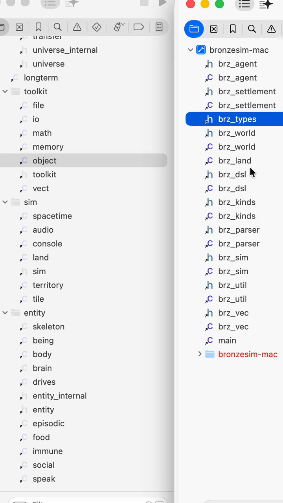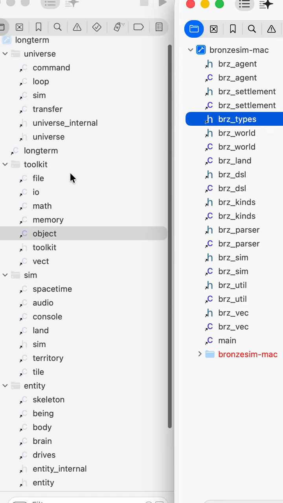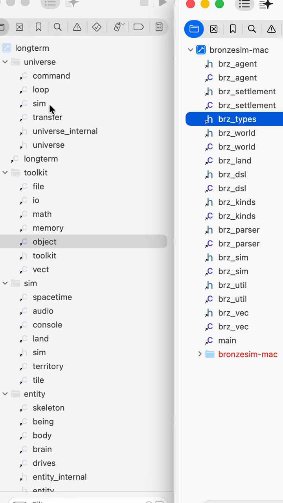Now we have a distinction between world and sim, which is interesting. We have universe here and sim down here. Actually, I think that's just the header file. I think sim exists here in the universe. So we have this notion of a kind of world simulation combined in the Ape SDK.